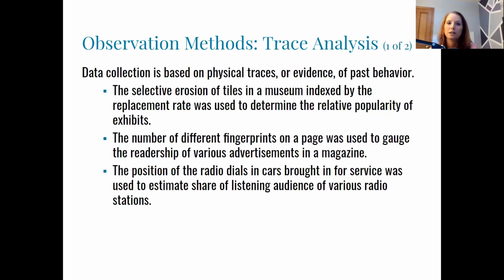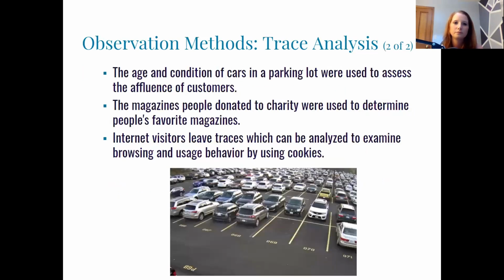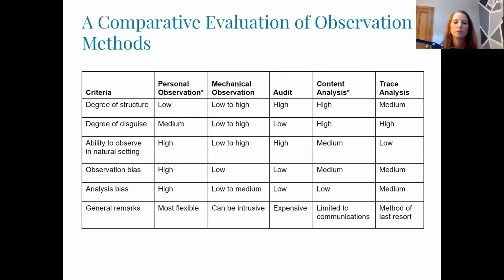Trace analysis is interesting. So this is looking at actual physical traces or evidence, like the number of fingerprints on the page of a magazine used to estimate the actual number of readers that looked at that magazine. We could go to a parking lot and look at the age and condition of the cars in that parking lot to try to figure out the affluence or income level of the customers who shop at the store in general.